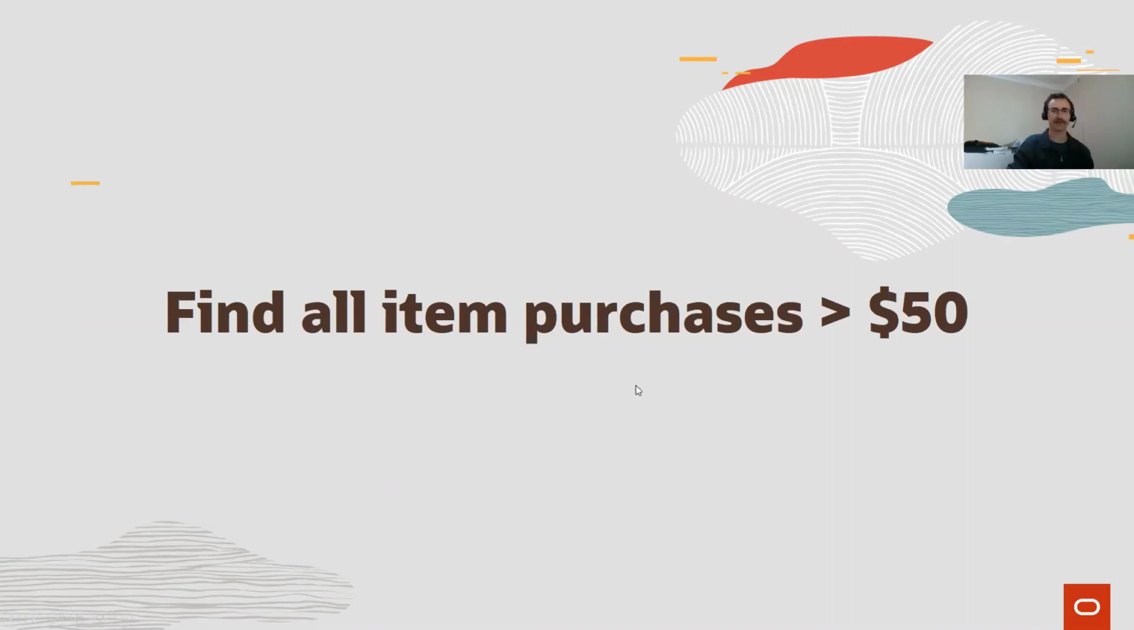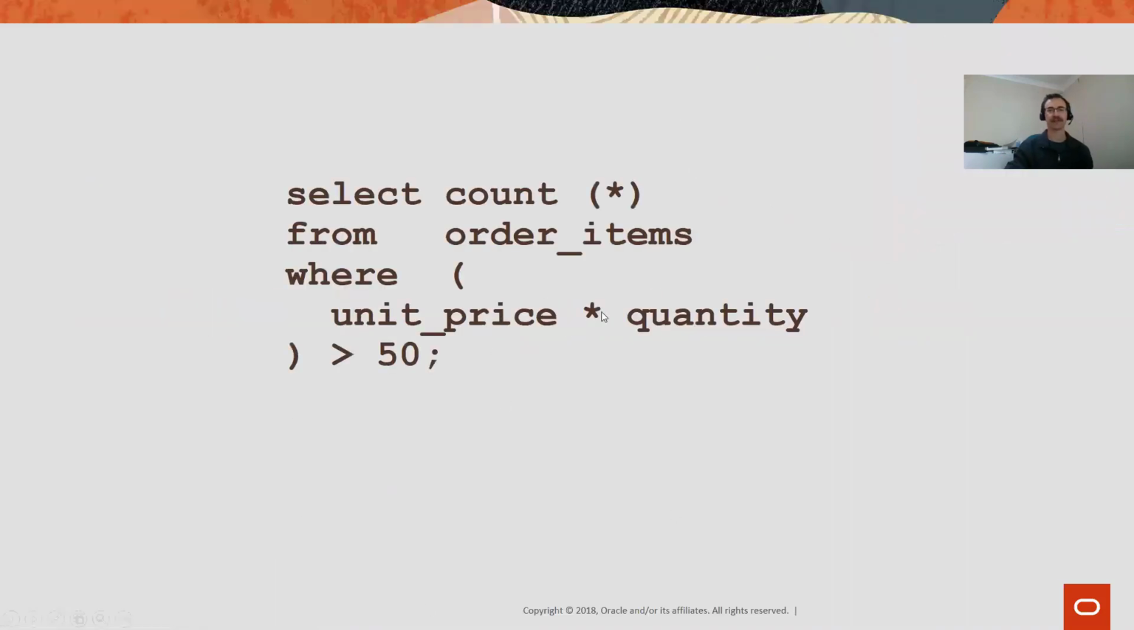So how do we do that? Well, we need to write a SQL statement that looks a bit like this. We take the unit price, multiply it by the quantity, and find those where it's greater than 50. That will give us how many order items there are that exceed that value. This is fine, it kind of works.